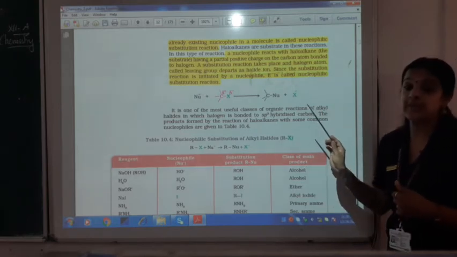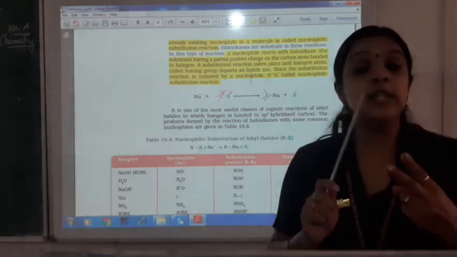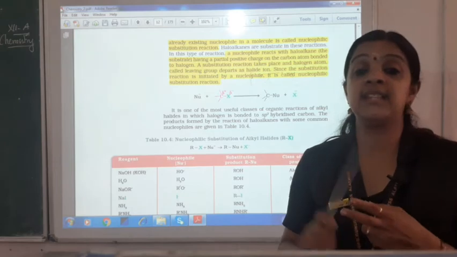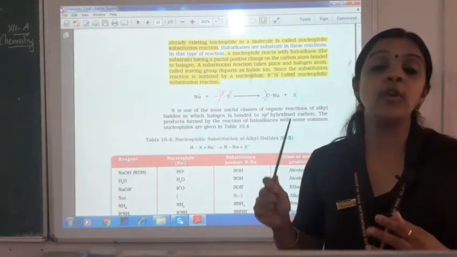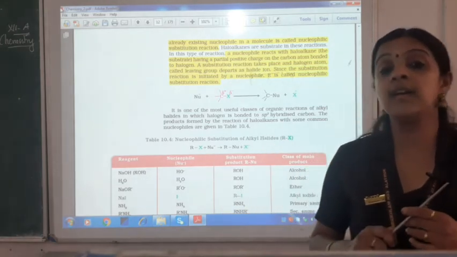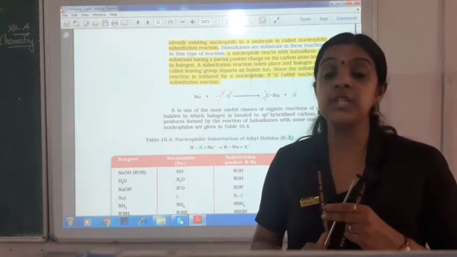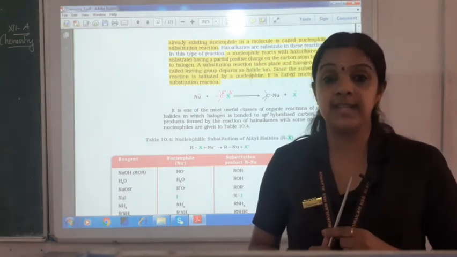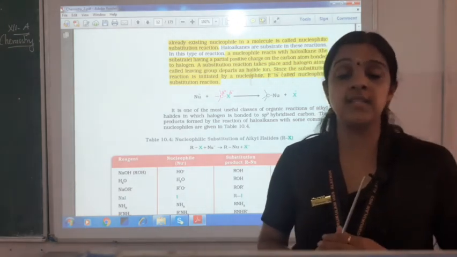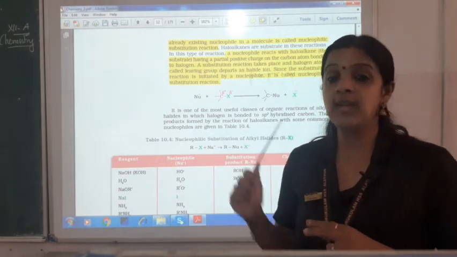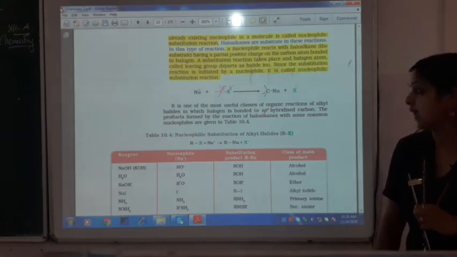From this nucleophilic substitution, we will be learning about two important types of reaction. One is SN1, and the other is SN2, that is, substitution nucleophilic bimolecular. When I say unimolecular and bimolecular, we have already learnt in chemical kinetics about molecularity. If the rate of reaction depends on one reactant, you call it unimolecular. When it depends on two reactants, you call it bimolecular. So here we are going to study substitution, unimolecular and bimolecular.